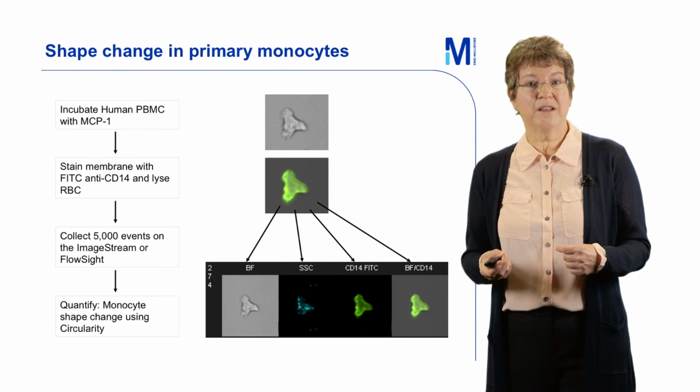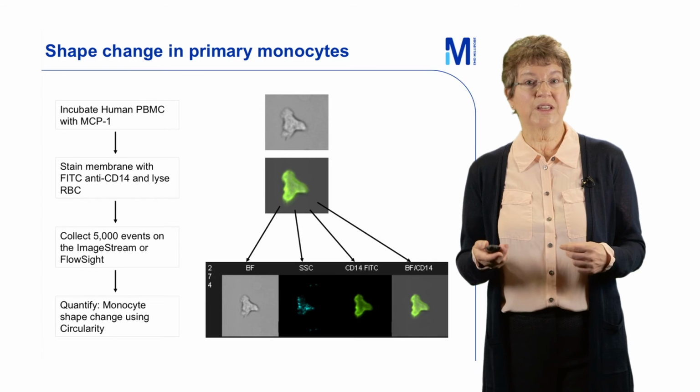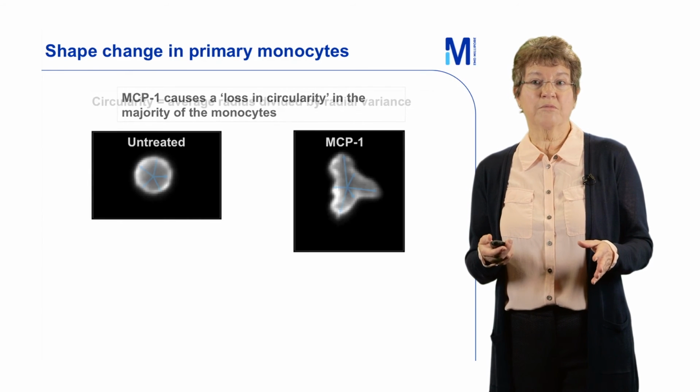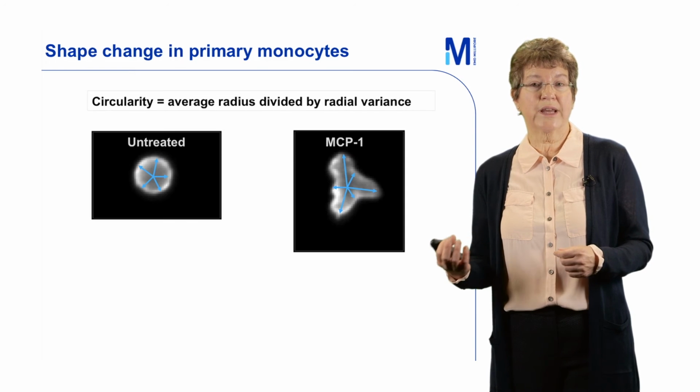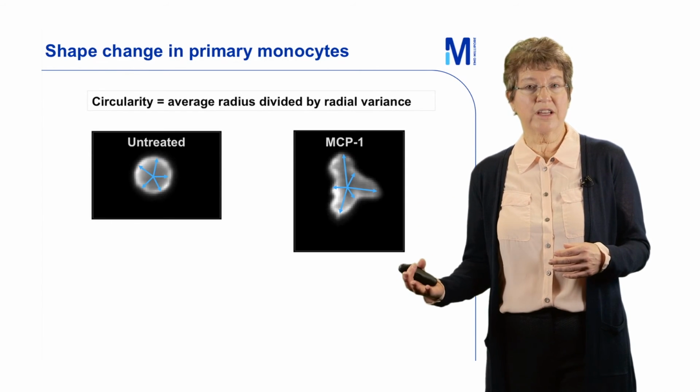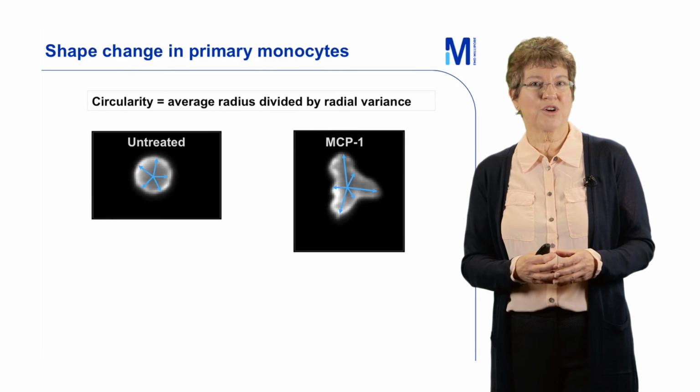Then we quantified the monocyte shape change using a feature called circularity. That feature measures the variance in the radius of the cell. So when you have a high radial variance, then your cell is no longer round.